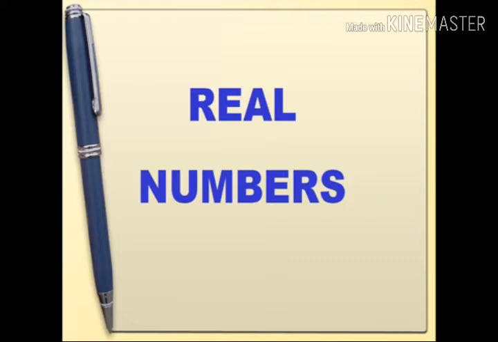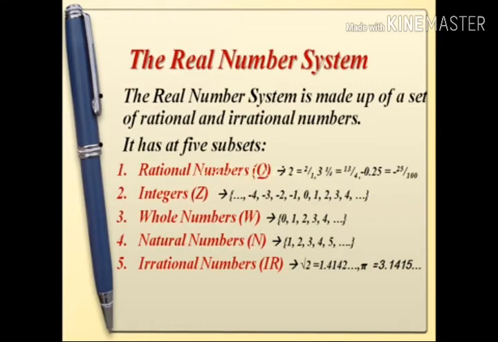Now, to know real numbers, they are made of several subsets. These are rational number, integer, whole number, natural number, irrational number. Let's discuss rational numbers. Any type of fraction, that is 0.5, 1.5, minus 0.25, these all are rational. Integers, negative and positive both are possible, that is minus 1, 2, 3, 4 and plus 1, 2, 3, 4. Any integer you can take.